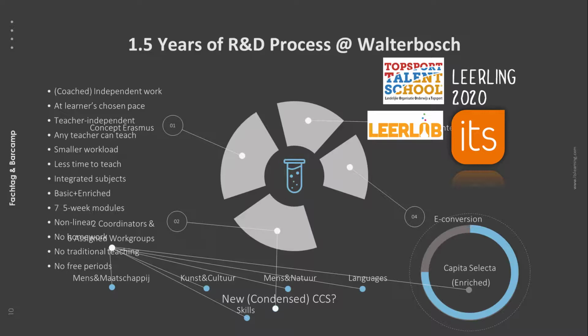The sixth group was about the enriched part of the curriculum, Capita Selecta. Imagine the 7 modules in 1 year. 3 modules, students could just choose what they want to do freely. If they have a good idea, they can work that out together with a coach. They will set goals and work for 5 weeks on that project.